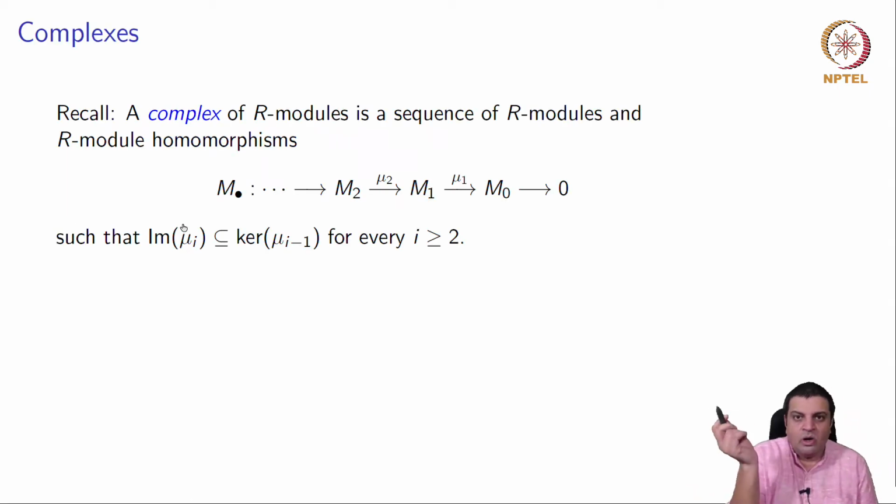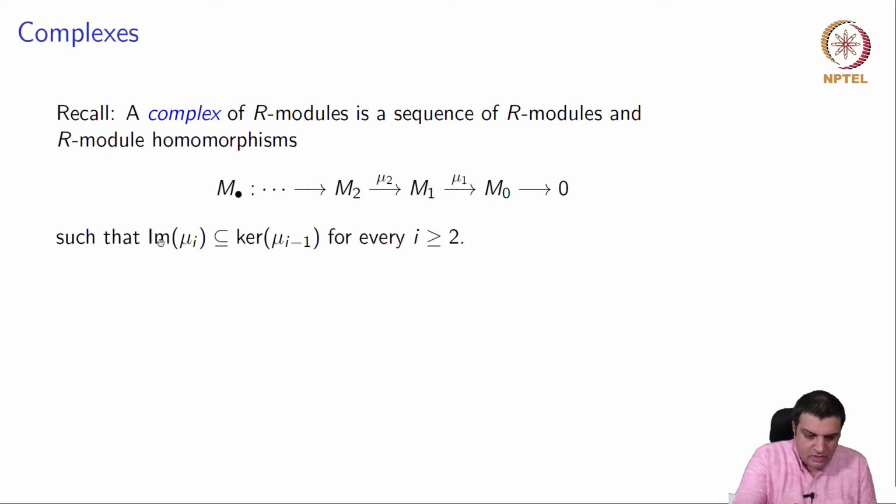Okay. So recall that a complex of R modules is a sequence of R modules and R module homomorphisms, M dot. So it's a sequence which goes M0, then M1 maps to M0, M2 maps to M1. And sometimes we will have to refer to the maps, so we will just label them. And why is it a complex?